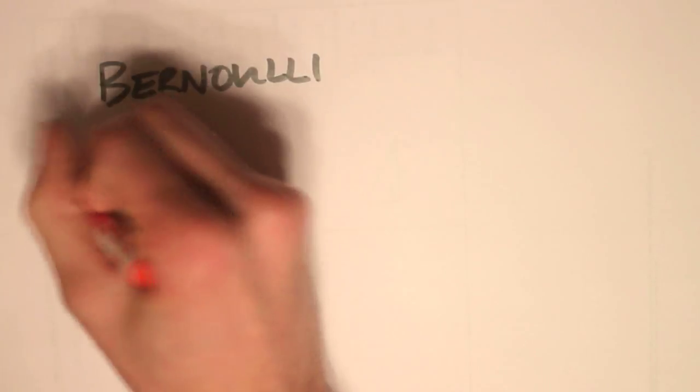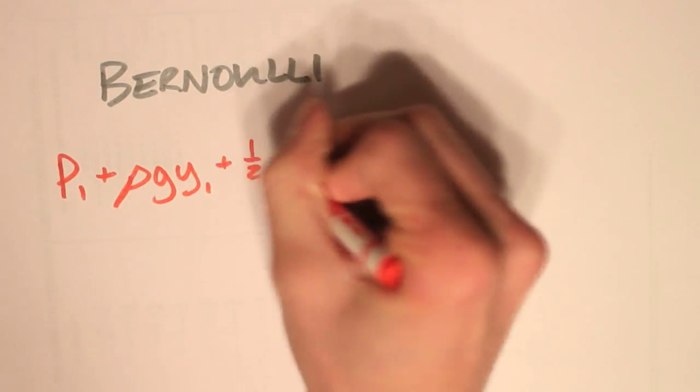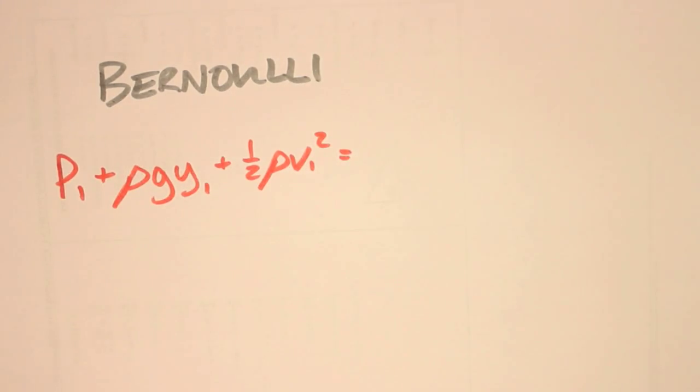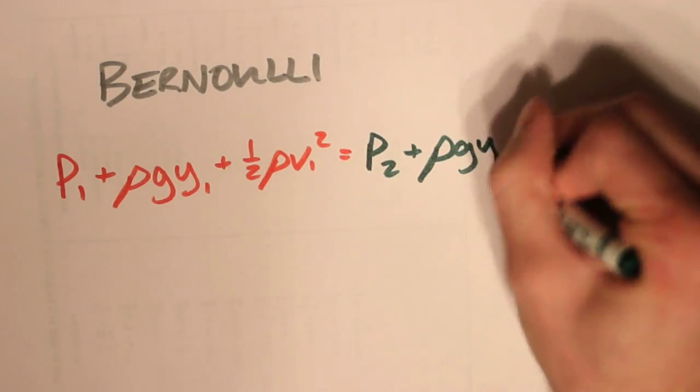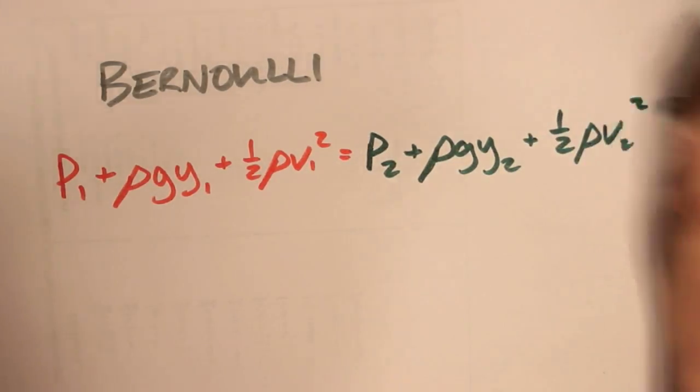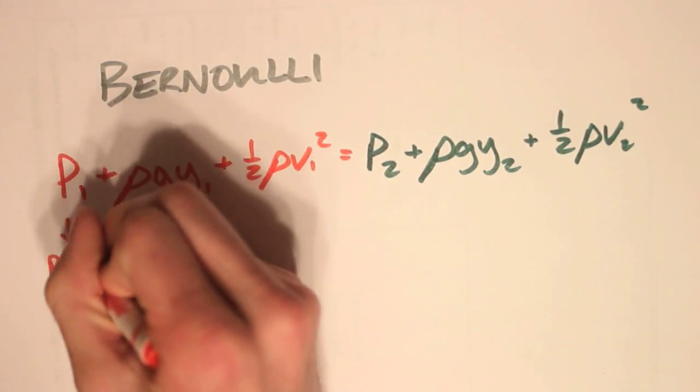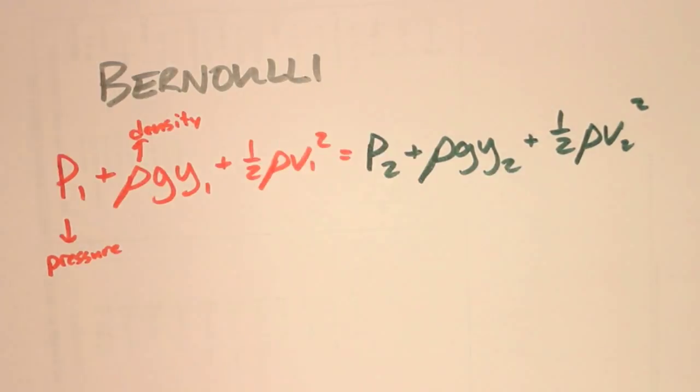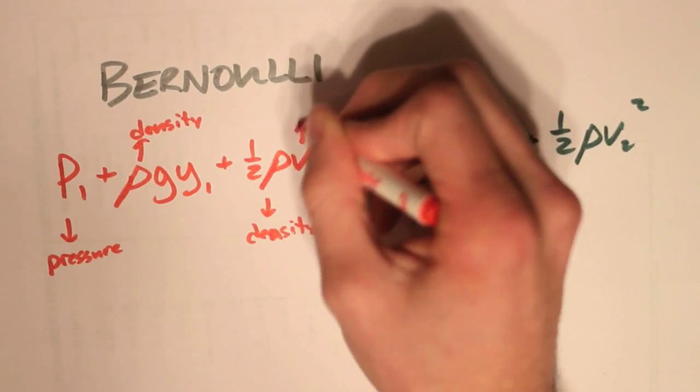The scientist Bernoulli took our conservation of energy equation and applied it to fluid dynamics. Now, this equation looks confusing because of all the p's and rho's and y's and g's, but the p's are pressure, the rho's are density, and the v is velocity.